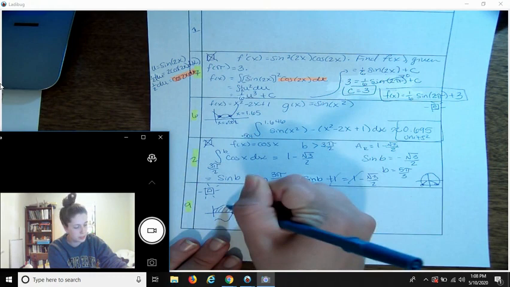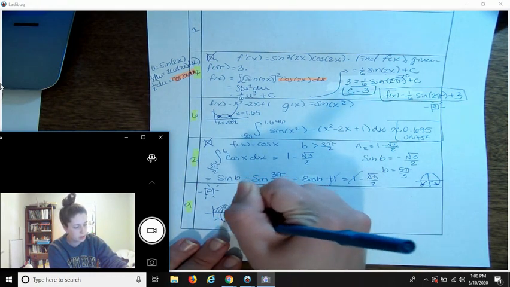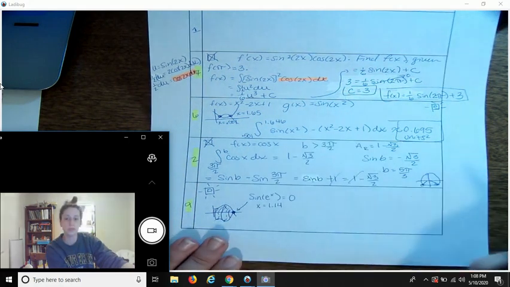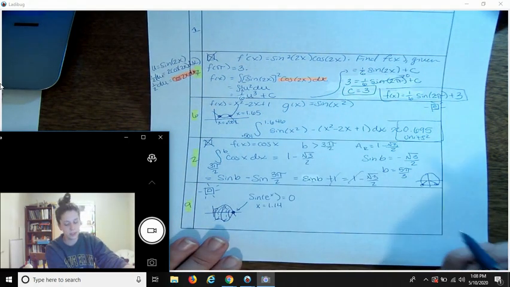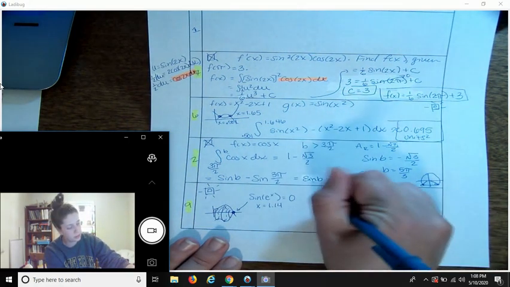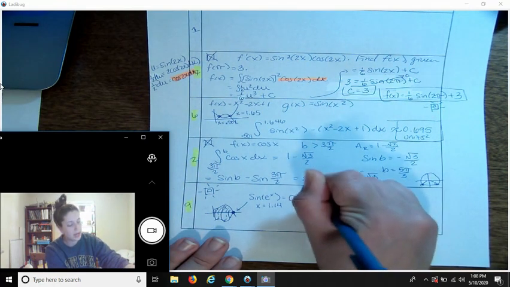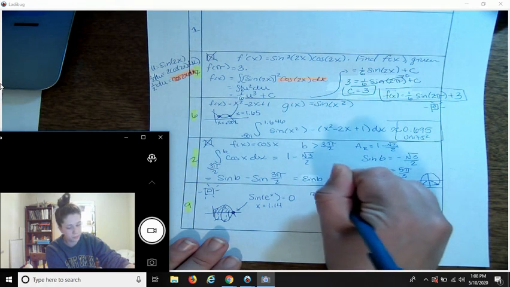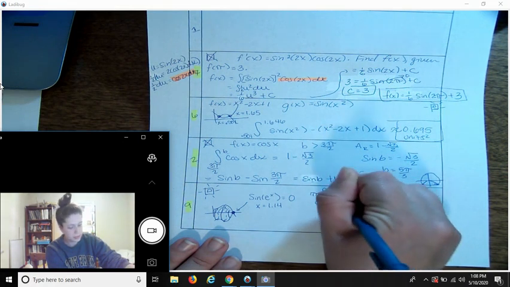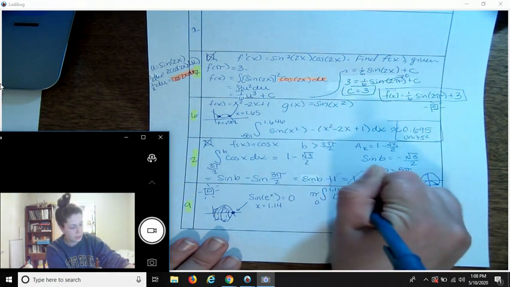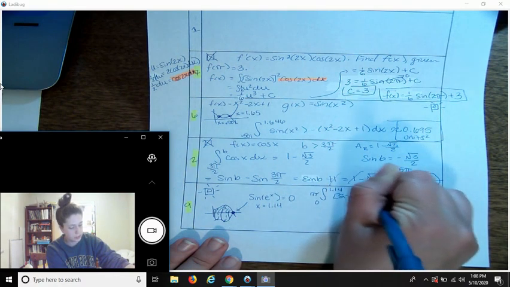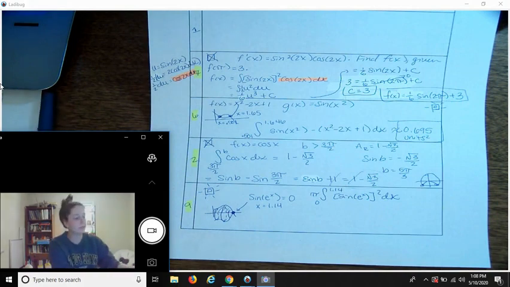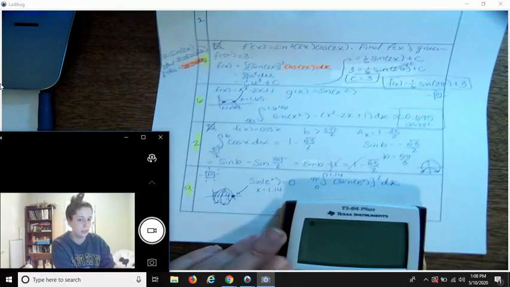You would be taking cross sections of this guy right here. Okay, so that's what we're doing. So we would have pi times the integral from 0 to 1.14 of sine of e to the x quantity squared dx. Calculator active. Whip out your calculator.